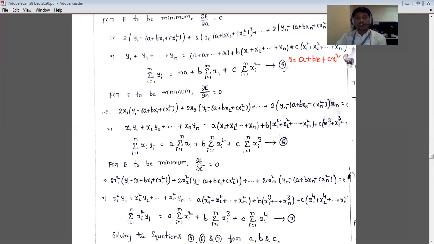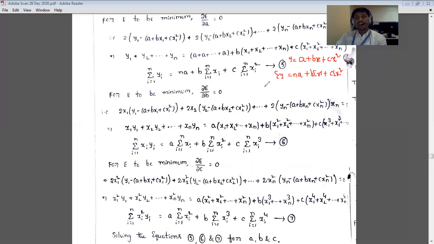So the first normal equation, what we are applying there also in a straight line: summation y is equal to, for the individual constant we are writing n. So na plus b summation x plus c summation x square. The first normal equation is nothing but summation for the variables. So y, x, x square are variables, so for that we applied summation. For constant we applied n.